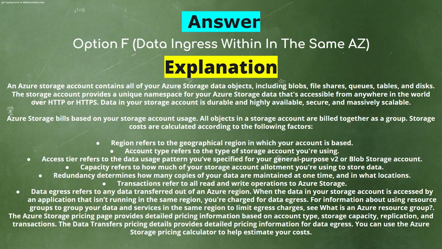Number 7. Data egress refers to any data transferred out of an Azure region when the data in your storage account is accessed by an application that isn't running in the same region. You are charged for data egress. For information about using resource groups to group your data and services in the same region to limit egress charges, see What is an Azure resource group.